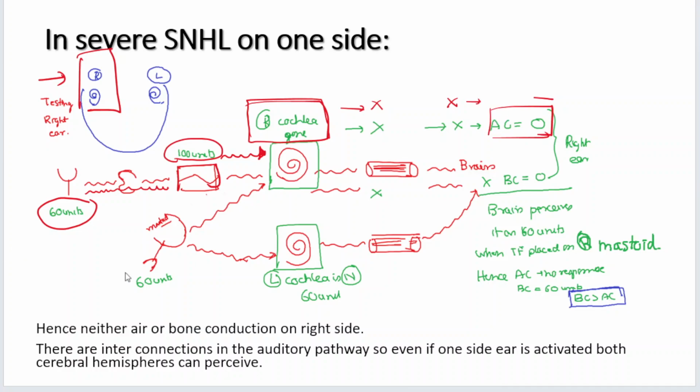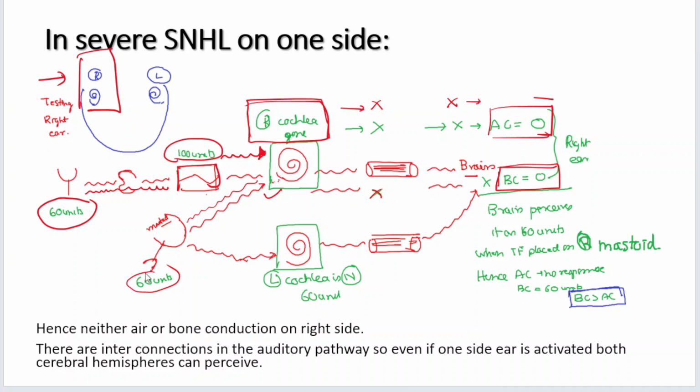Okay. Now you take the same tuning fork, 60 units, and place it on the mastoid. That information goes to the cochlea. But the cochlea on the right side goes to the right-sided cochlea. The right-sided cochlea, it is not functioning. Again, there is no transmission through the eighth nerve, no transmission to the brain. Brain says, I cannot hear, bone conduction is 0.